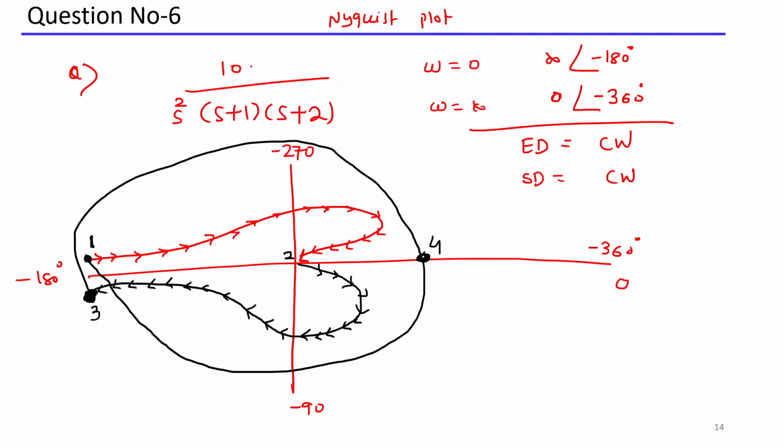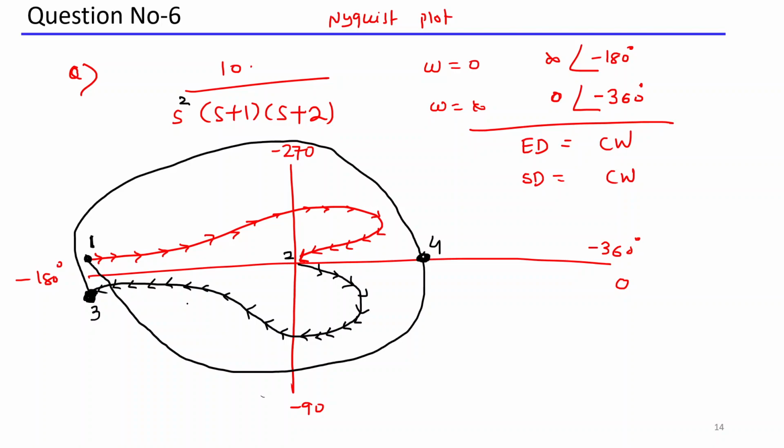Okay, sir. In this question, because if it is 1 by s, then your polar plot will not be like that. Your polar plot will be something different. It also will be changed. Right, right. Got it.